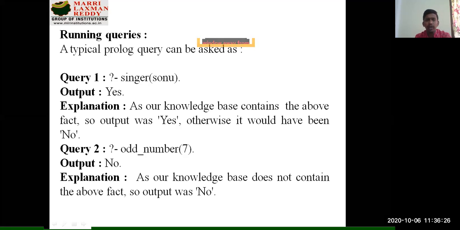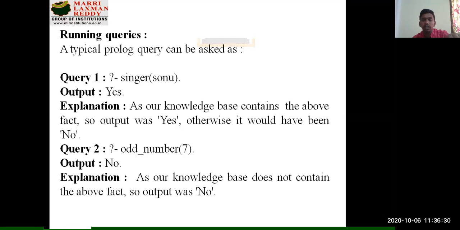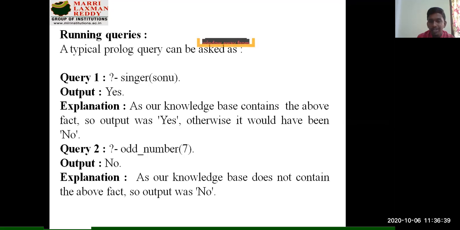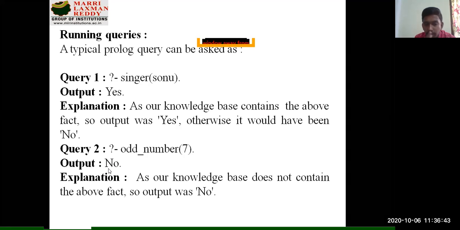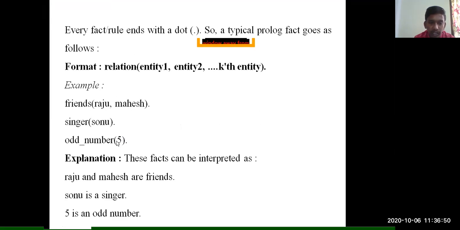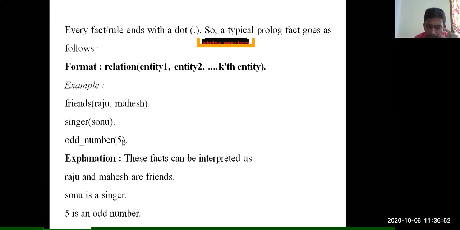According to the given data, as per the knowledge base, as we call it, it contains the above fact. So the output was given as yes. If Sonu is not a singer, the output would be given as no. You can see the same thing in your query 2. The query is asking odd number 7. There is no input about odd number 7 here. Here it is given as odd number of 5. That is being given as the knowledge base to my intelligent machine.